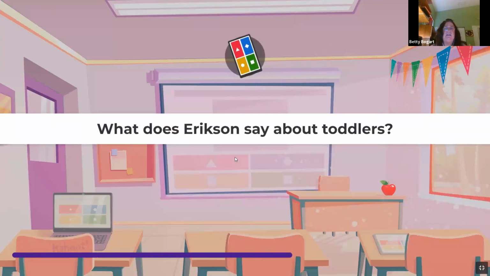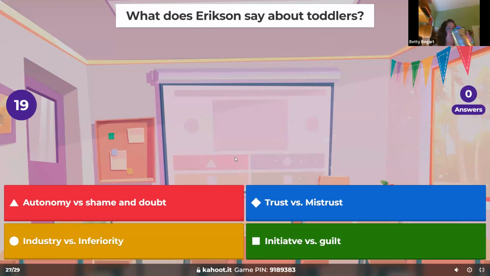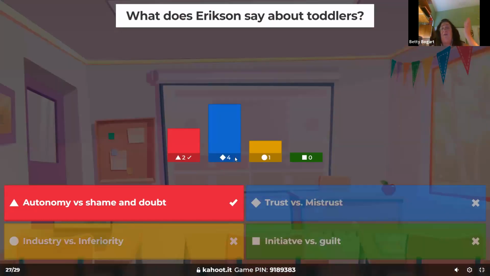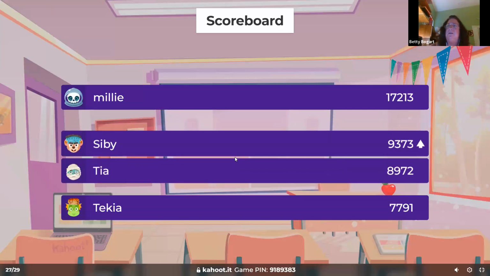What does Erikson say about toddlers? What do you know about toddlers? Think about it. Toddlers are all about me, mine, right? They're very autonomous. It's mine. And then it's the parents saying, oh, be careful, don't do that. You're going to hurt yourself. Autonomy versus shame and doubt. Remember that. Toddlers, they want to do what they want, and it's mine. And they don't know how to share at this age.